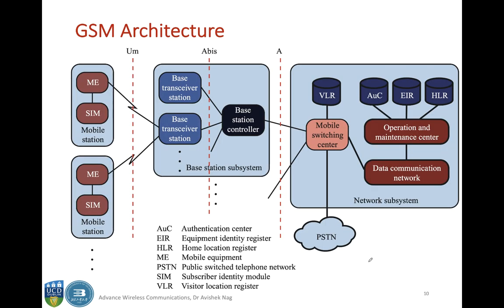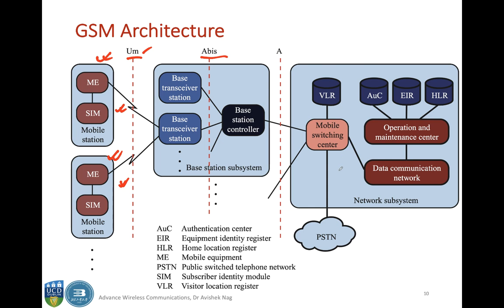So this is the GSM architecture. We were mentioning the Um interface, which is the interface between the mobile equipment and the base station subsystem. This is one mobile station, this is another mobile station. Each mobile station has mobile equipment and a SIM, and they communicate through the Um interface to the base station. In the base station, you have different parts. You have base transceiver stations, which are connected directly to the mobile equipment. The base transceiver stations communicate with the base station controller through the Abis interface, and then the base station controller communicates with the mobile switching center through the A interface.